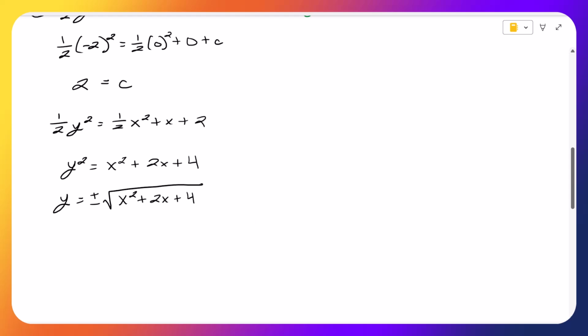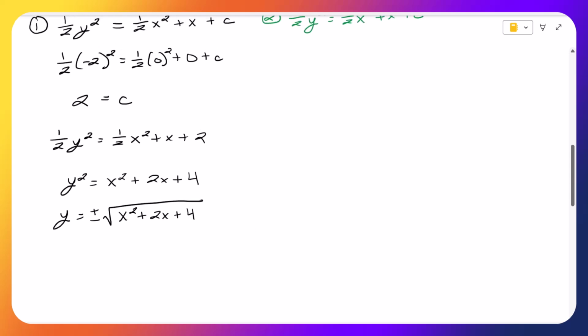Is this factorable? Or actually, I say I'm noticing, but I'm thinking about it. Is it factorable? It is factorable, but is it factorable? B squared. Sorry, this is not factorable, actually. And we have y equals plus or minus the square root of x squared plus 2x plus 4.